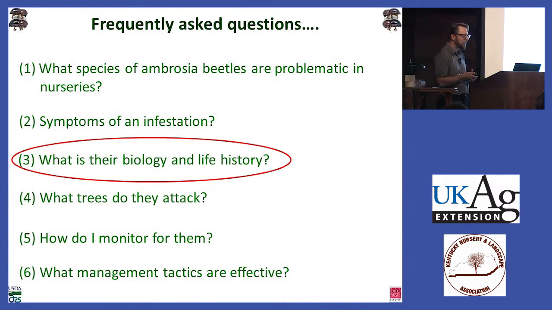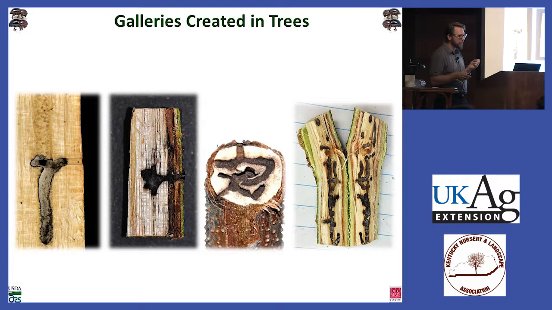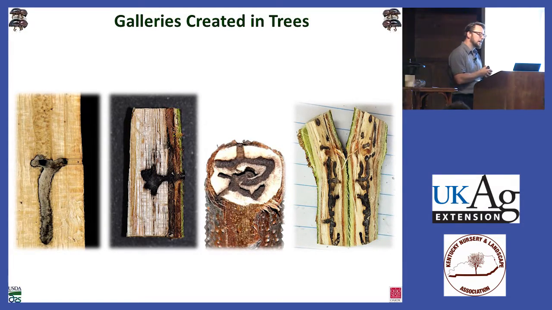So in terms of their biology and life history, what are the females doing? Well, they tunnel into the stems and then create a series of galleries. Depending on the diameter of the stem, they may go in just superficially, or especially with this honey locust here, or with this magnolia, they've tunneled through basically the entire stem. That makes it challenging from a pest management perspective because now they are deep within the tree, and that obviously complicates things in terms of chemical controls.